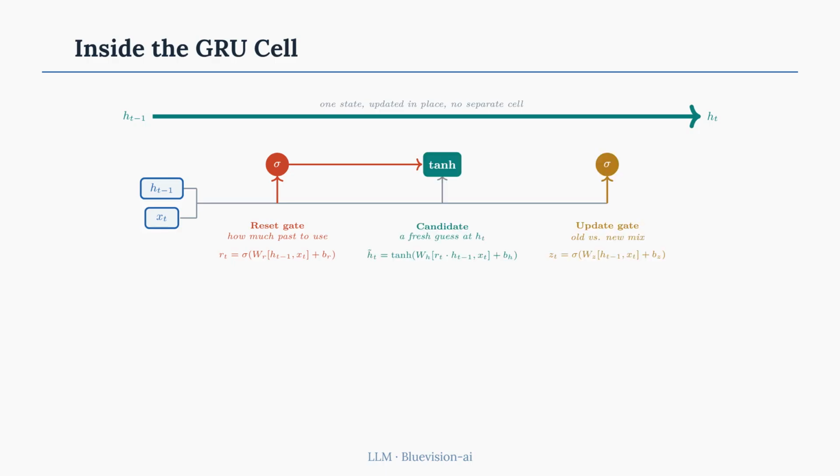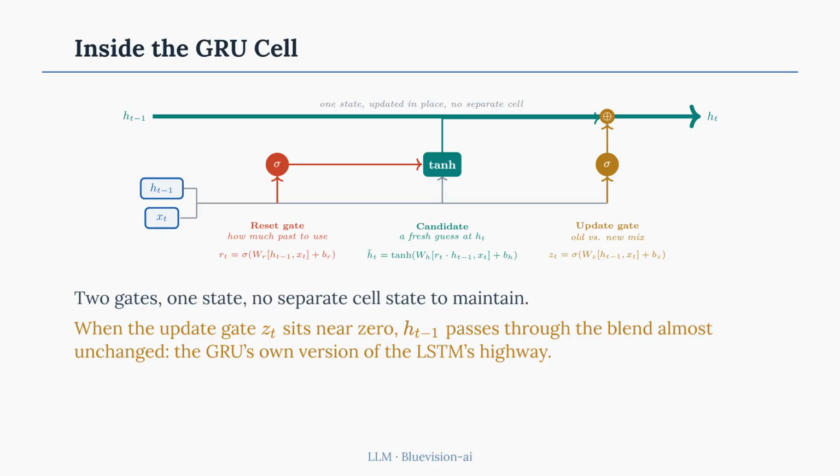Step 3. 2 things at once. The candidate, a tanh, computes a fresh guess at what HT could be using the reset-gated past and the current input. And separately, the update gate, gold, another sigmoid, decides how much of that fresh guess to actually use. Step 4. The blend. Right on the highway itself, gold, 1 minus the update gate times the old hidden state, plus the update gate times the candidate. That's HT. No separate output gate, no separate readout. The blend result is the highway's next value. 2 gates, 1 state. No separate cell state to maintain, no separate output gate to filter through. The whole cell is 2 sigmoids and a tanh, wired together. When the update gate sits near 0, HT-1 passes through the blend almost unchanged. That's the GRU's own version of the LSTM's highway, built with 1 gate fewer.